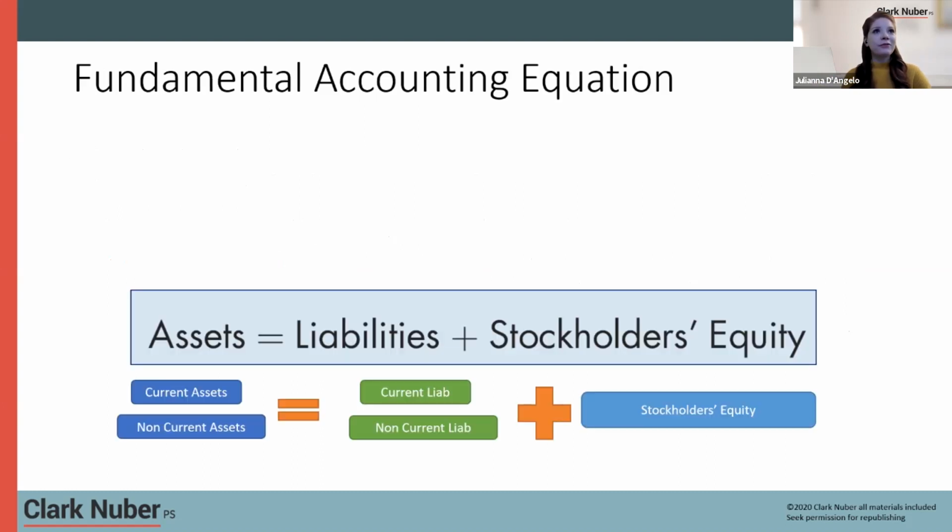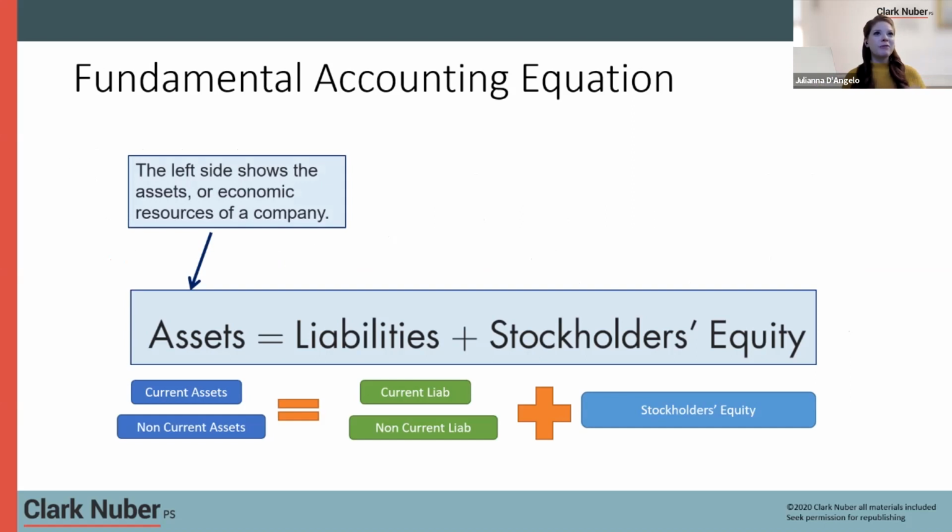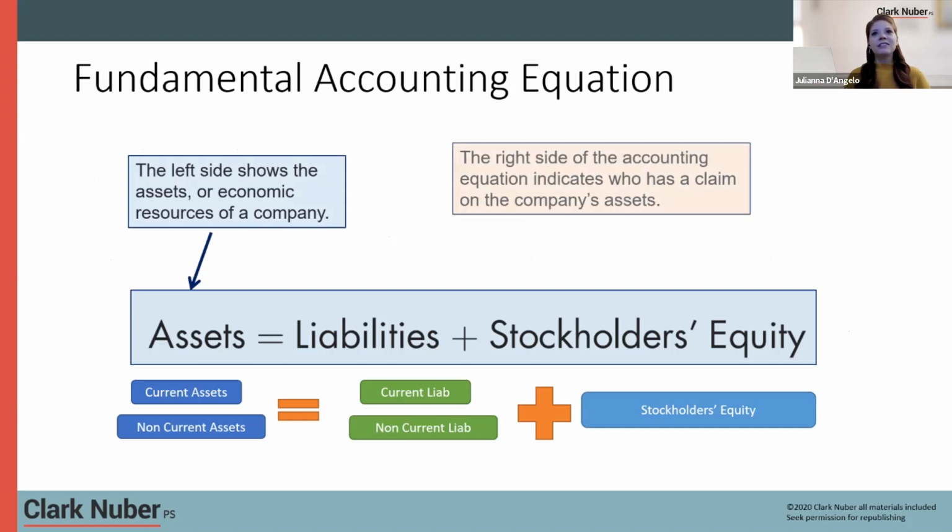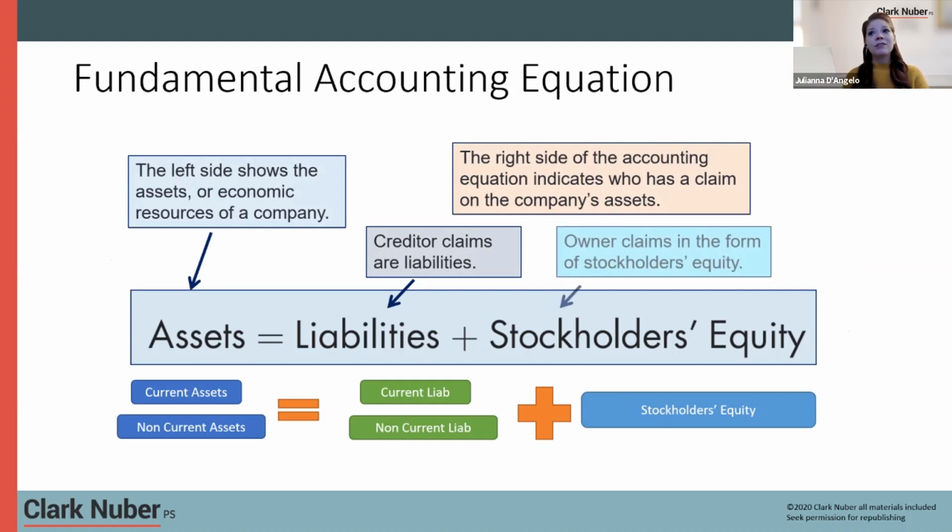So here's our fundamental accounting equation again, but we've just added a few extra layers. We have our assets, which is current assets plus non-current assets. Our liabilities, which are the creditor claims, so we have our current liabilities and our non-current liabilities. And then we have our stockholders equity, which includes that net income that's been rolled from the income statement.